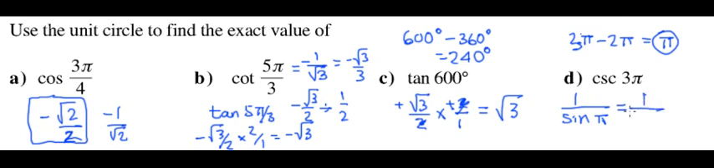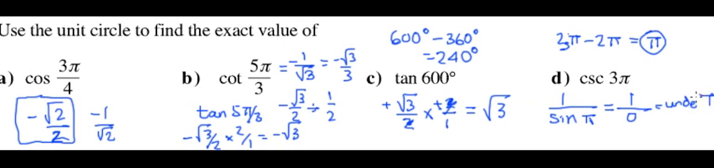And so the sine is the y coordinate of that point, which is 0. So we get 1 over 0, which equals, it's undefined. Not our fault. They asked for a value that we couldn't do. So the cosecant of 3 pi is undefined because it's 1 divided by 0.